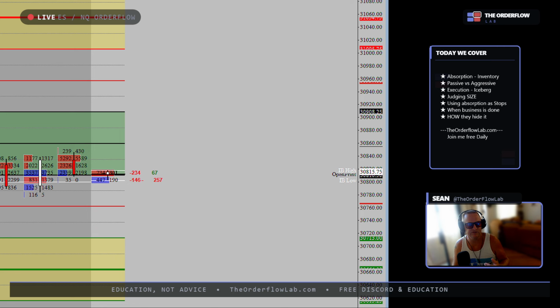So that's something to really take note of, is judging the size, right? You want to really pay attention to the print. If you have an absorption that's just normal size that you see day to day, nothing incredible, I don't put a lot of weight on it. That's just normal. I see the larger positioning, that's the stuff I really want to pay attention to, right? We'll see plenty of that, I'm sure, here on this day.